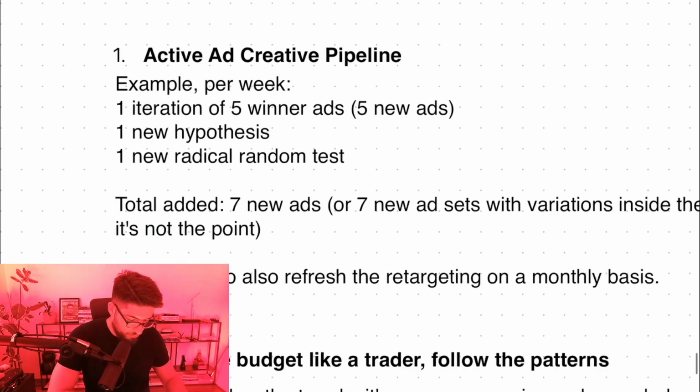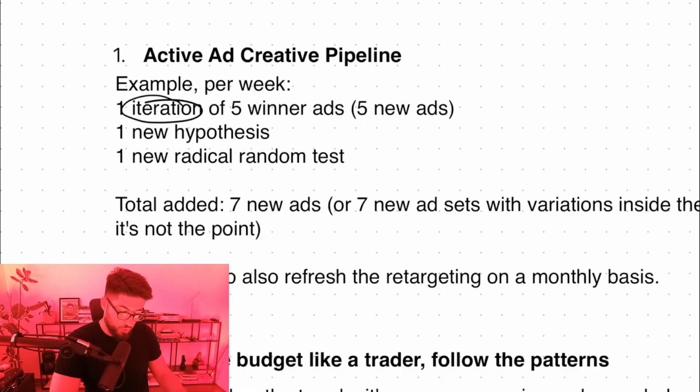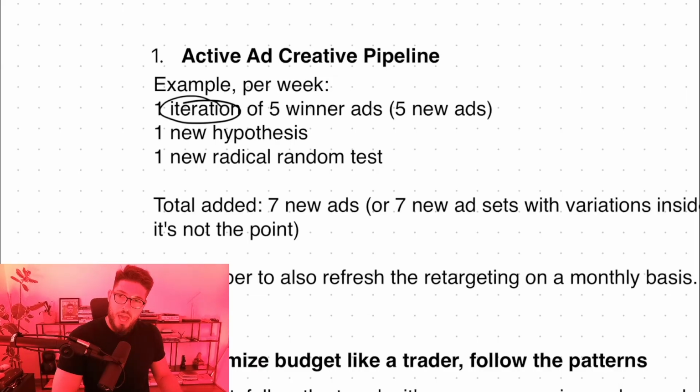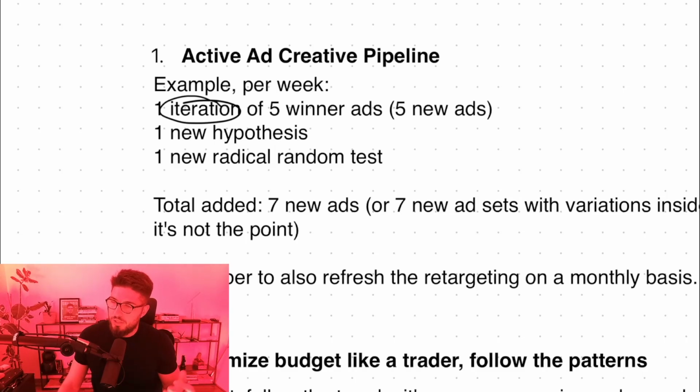Anyways, so ad creative pipeline, example, on a weekly basis. You could have one iteration of 5 winner ads. So imagine that last week you found 5 ads that were great. So you're gonna make an iteration of each one, okay? So that's 5 new ads. And then you're gonna develop a new hypothesis. And then you're gonna do one random thing, like a random test. We usually do this: let's boost an Instagram post that did very well with engagement, or let's run this super random ad with just text, stuff like this, whatever you can find there. You've got to be a creator in such a competitive space.